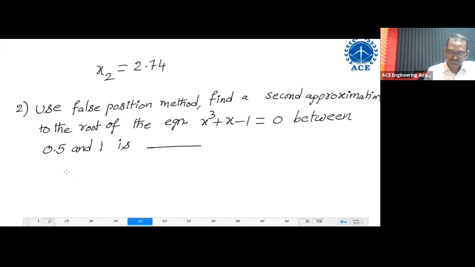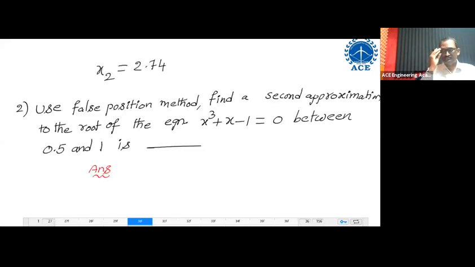Try yourself. Answer for this problem: around 0.49. I'm not sure about the answer. Please verify and let me know. Next problem.